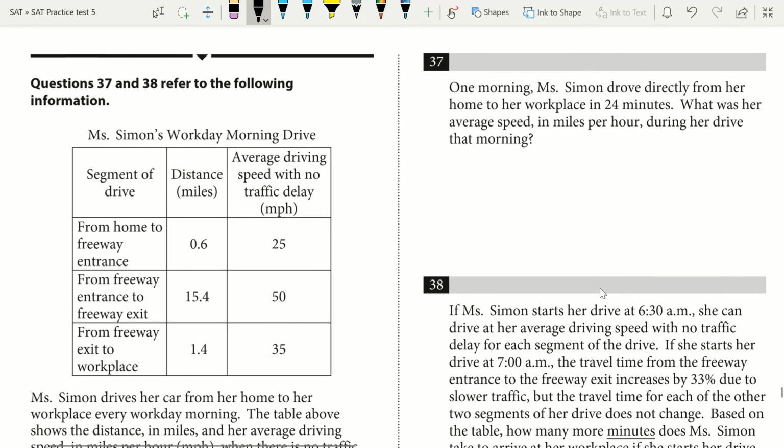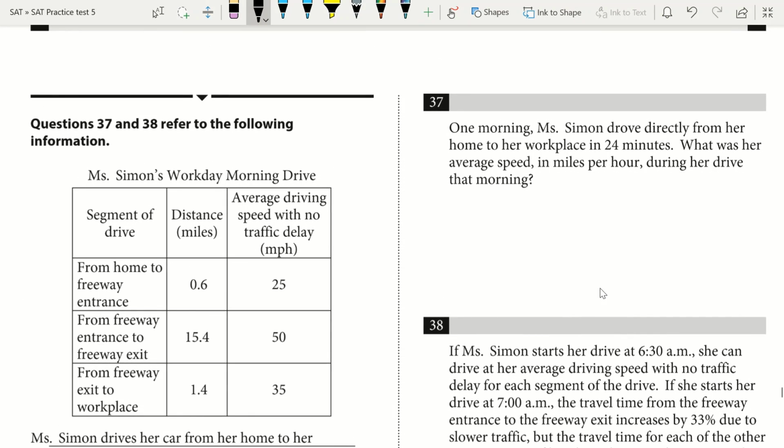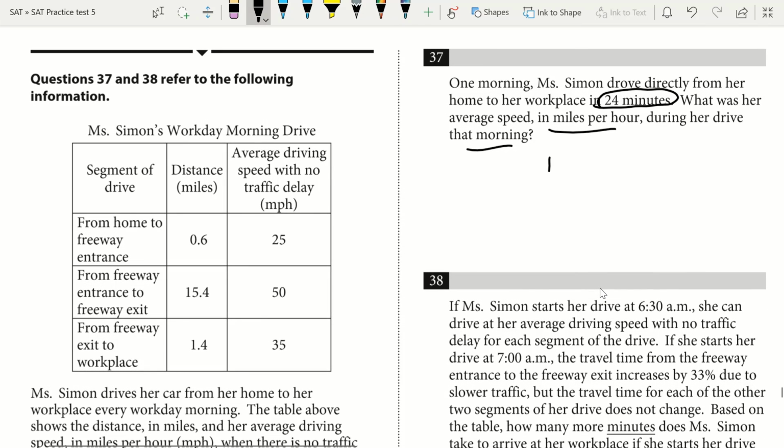All right, question 37 and 38. One morning, Miss Simon drove directly from her home to workplace in 24 minutes. What was her average speed in miles per hour during her drive that morning? All right, well, average speed is going to equal our distance over our time. We're given our 24 minutes, but we need miles per hour. So 24 minutes divided by 60 minutes gives us our amount of hours. So we do 24 over 60 in the calculator. We're going to get 0.4 hours for t.